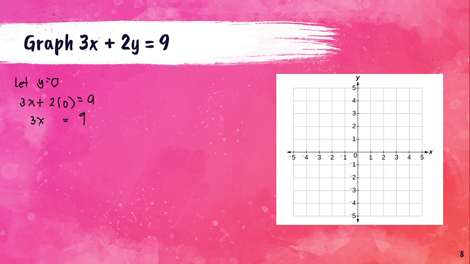So we have to divide both sides again by 3 to obtain the value of x. So therefore, we have x is equal to negative 3. Then we have to solve for the y-intercept. So we have to let x be 0.